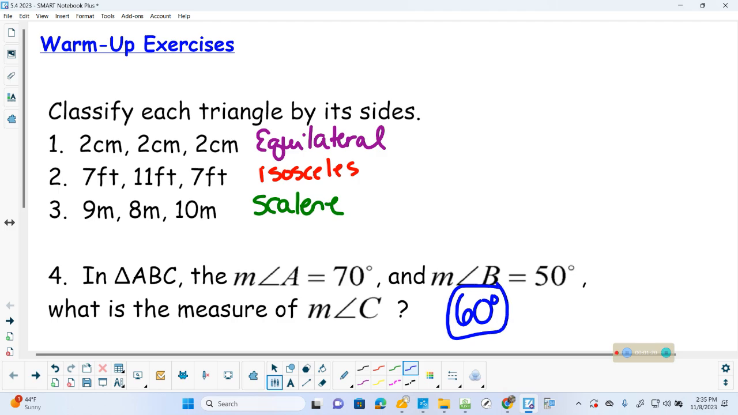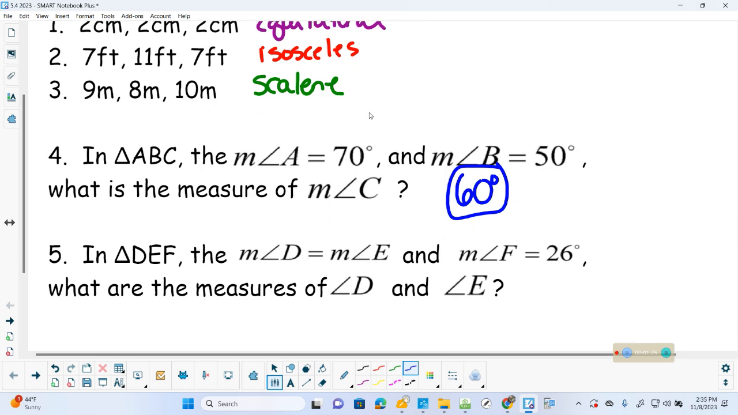And again, we didn't even need a calculator for that. That was just a little bit of mental math there. Let me scroll it down for 5. So in triangle DEF, D equals E, and it says F's 26. What are the measures of D and E? Now you might need your calculator for this. I would do 180 and deduct that 26 to see how much you have left. That's 154. Now D and E are equal, so you're going to find each of them. What are you going to do to 154? Can we divide 154 by 2 in our head? 77. Love a little mental math.